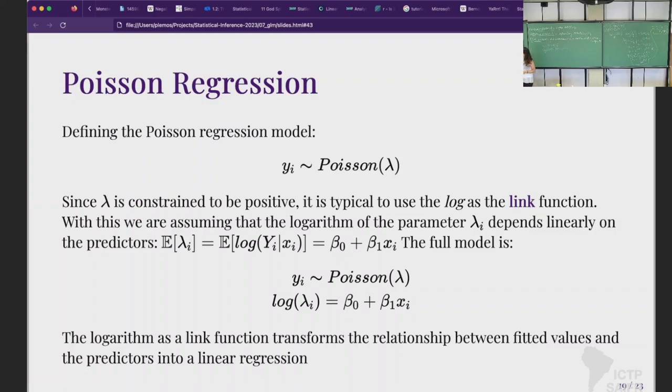And yeah, the log just links and makes this relationship linear between the fitted values and the predictors. Here again, if we are fitting a GLM using the Poisson, then when we want to interpret the parameters, what we do is exponentiate them to get your rate lambda i. This is what you would do. Yes?